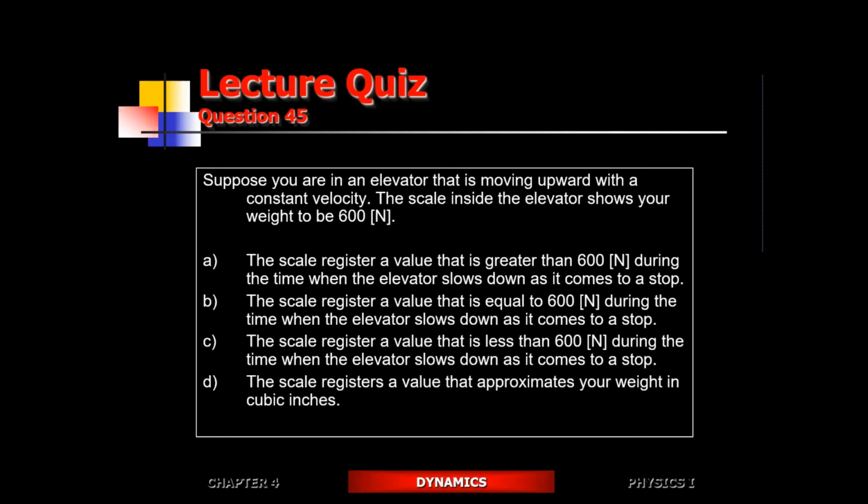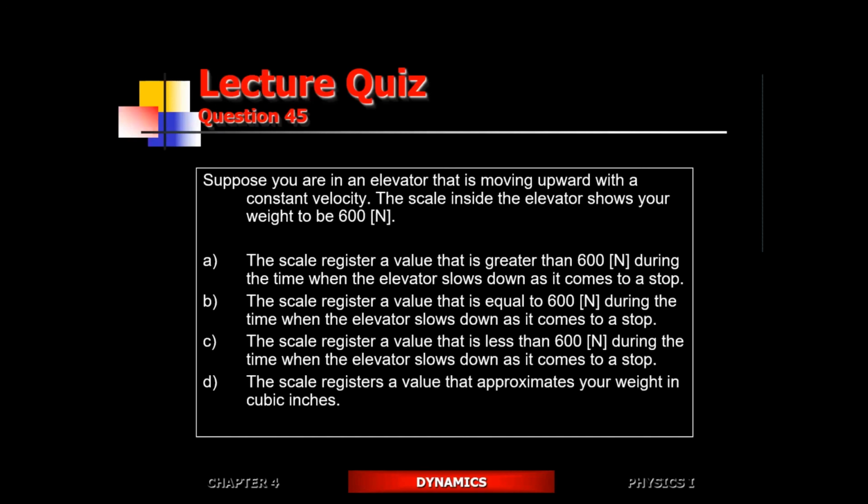All right, so what do we have? We got an elevator that's moving upward. While it's moving at constant speed, the person inside weighs 600 newtons, right? So that's the actual weight of this person. And it's moving upward, and now if it's slowing down, do you feel heavier, lighter, about the same? All right, so I'm thinking that registers a value that's going to be less than 600 newtons during the time when the elevator slows down as it comes to a stop.